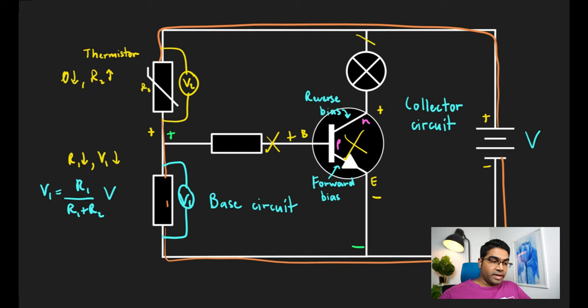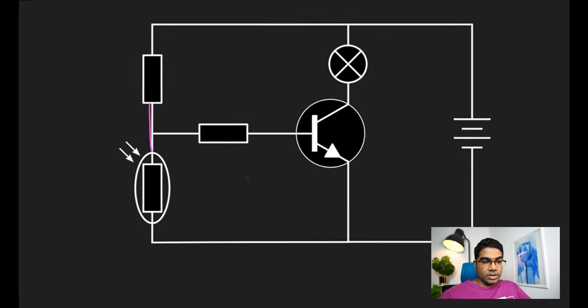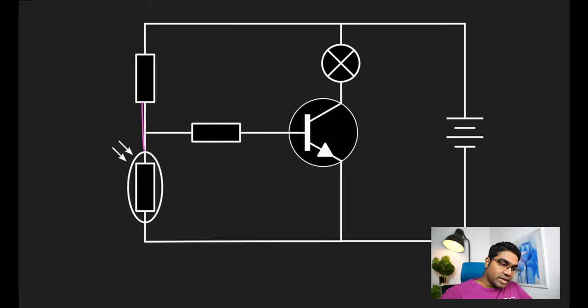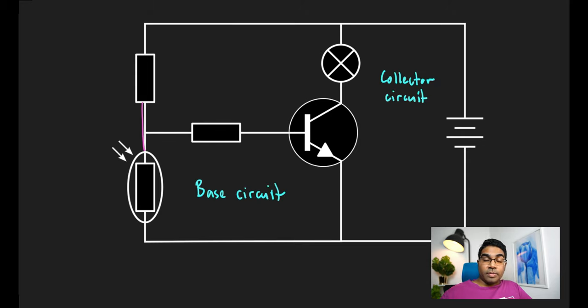Now, let's get on to how the transistor works as a light switch. We have a very similar setup. Look at this setup. Once again, we have our base circuit and the collector circuit. We have the same connection, positive terminal and negative terminal. It is still collector, base and emitter. And this is still an NPN transistor. And therefore, the base emitter is still forward bias. The base collector junction is reverse bias. Once again, current cannot flow in the collector circuit unless there is current in the base circuit.